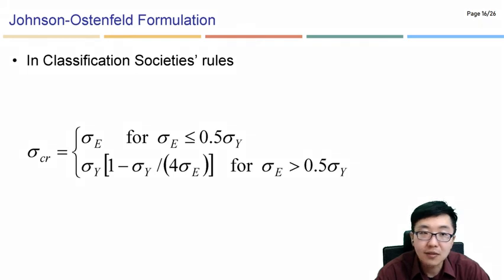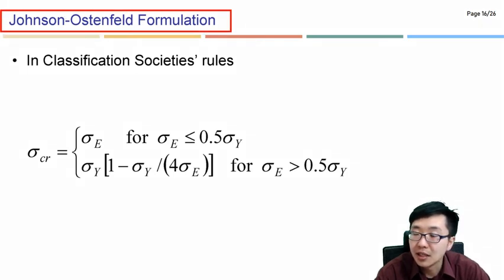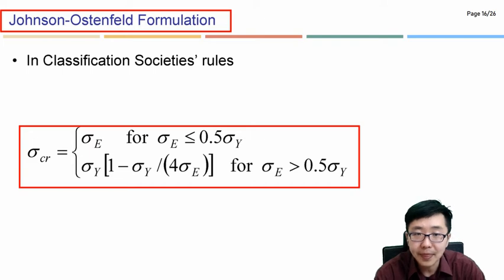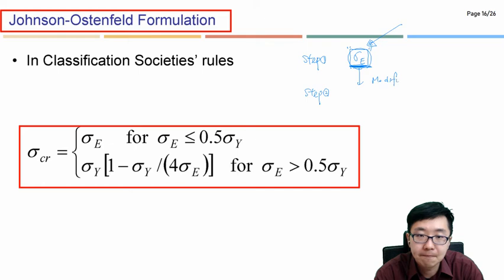And again, the Johnson-Ostenfeld formulation we've highlighted many times is used in classification societies such as Lloyd's Register, ABS, Korean Register, and so on. But basically, how can we understand this formula? Step 1, we need to know how to calculate the Euler buckling stress. We can simply utilize that equation so that we can calculate this first. And step 2 is to modify. And the question is how. One of the ways is shown here.